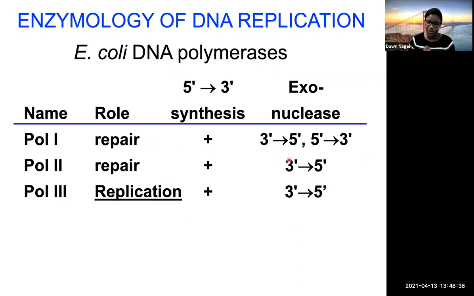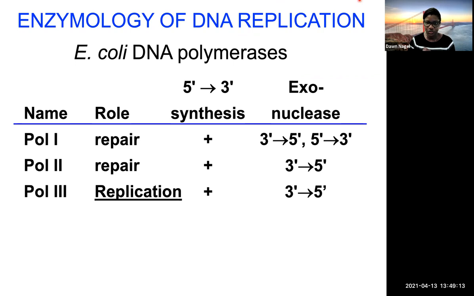All 3 of them are able to proofread DNA or repair DNA 3' to 5', so at the 3' end of the DNA. But DNA polymerase 1 can also do 5' to 3'. And this is important later on when you have to actually fix and repair gaps in the DNA, particularly on the lagging strand. So DNA polymerases have the ability to work at both ends of the DNA.